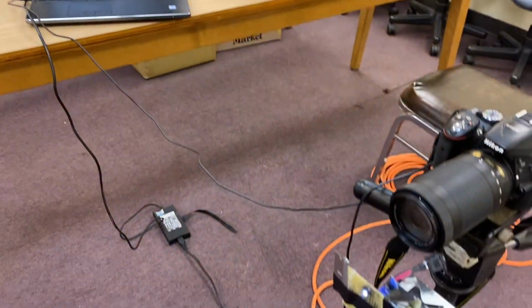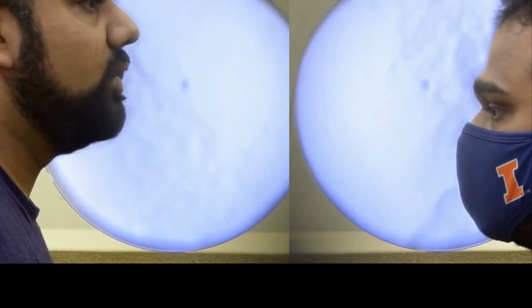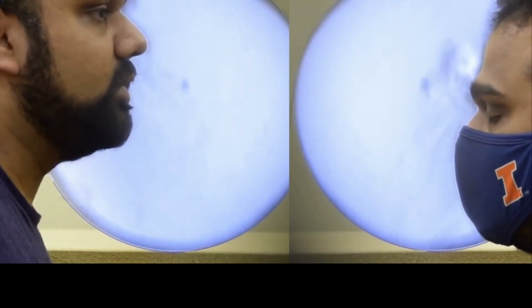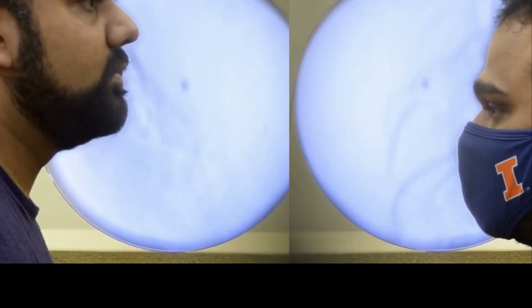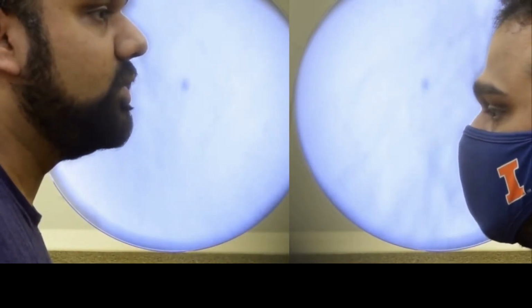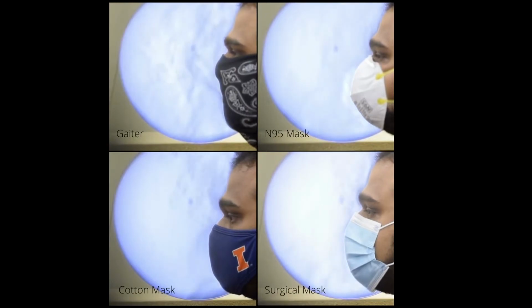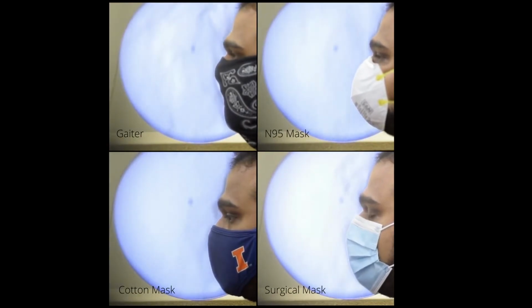Now let's jump to the results. We can clearly see the effect of the mask in redirecting the airflow while breathing and talking. A mask is effective in reducing the momentum of the air and possibly preventing droplets from being carried far. All masks alter the airflow to varying degrees depending on the quality of the fabric and number of layers.